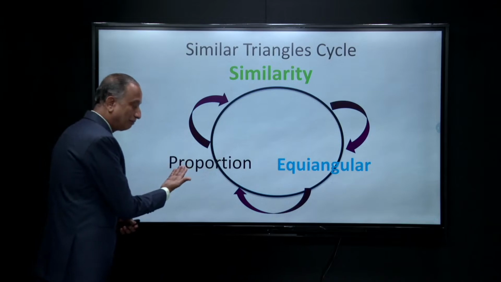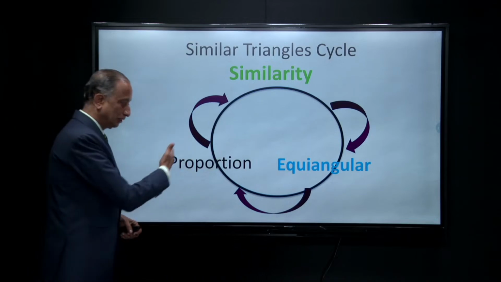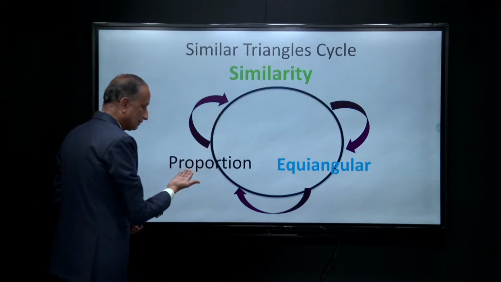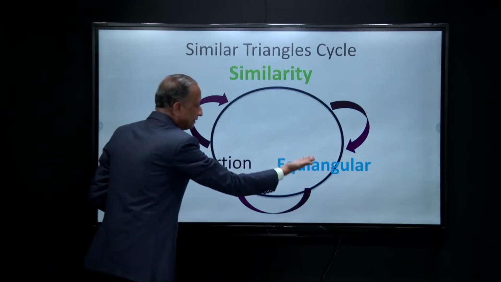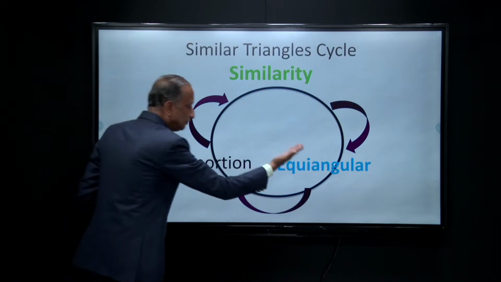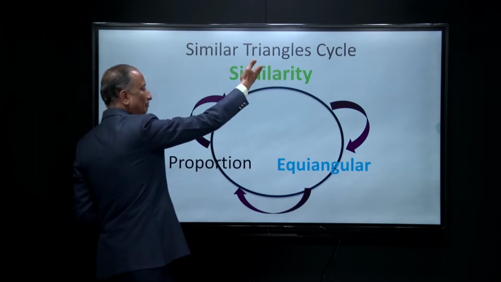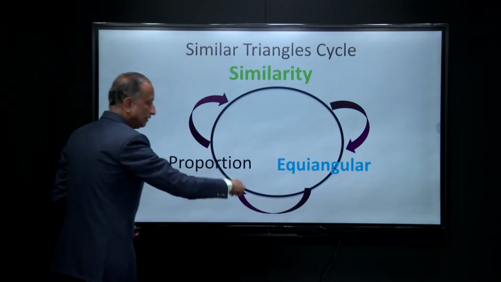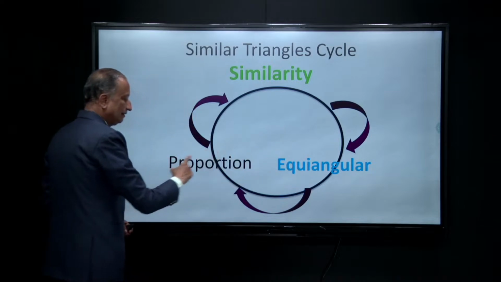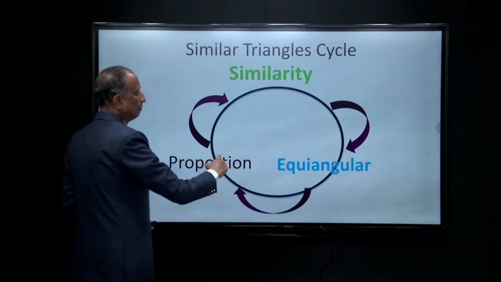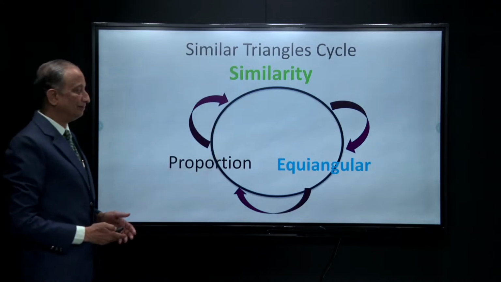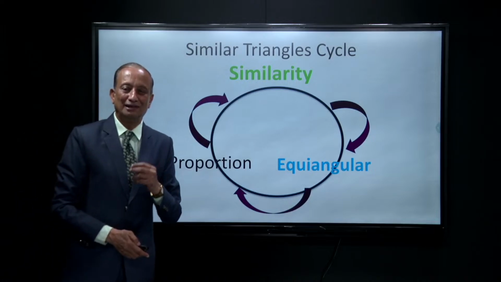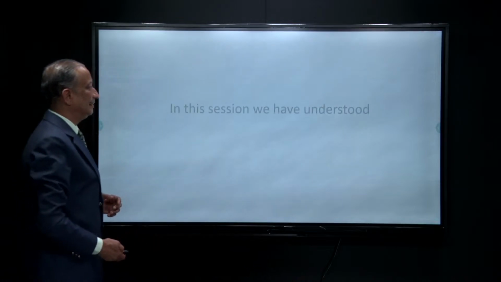Or you can start from here. If the sides are in a proportion, then they will be equiangular and similar. Or this way, if their sides are in proportion, they are similar and equiangular. Finally, if two triangles are equiangular, then they will be similar and the corresponding sides are in a proportion. And conversely, if two triangles are equiangular, the corresponding sides will be in a proportion, and hence they will be similar. So this is how we can remember whatever we have discussed in this session.